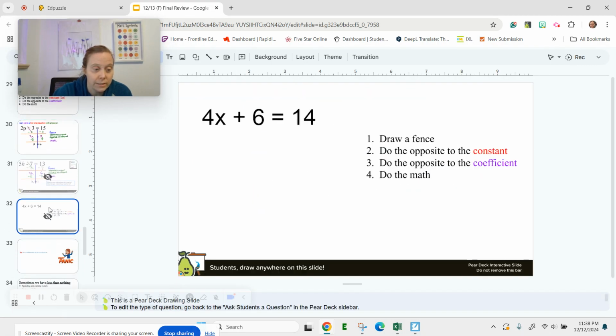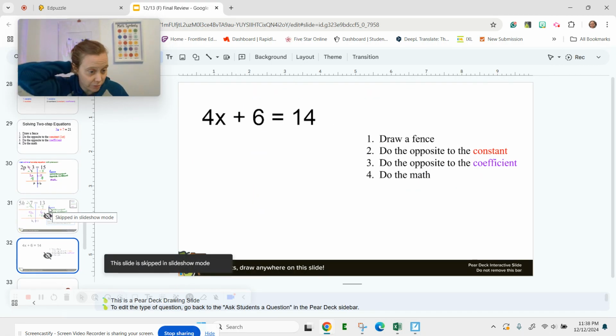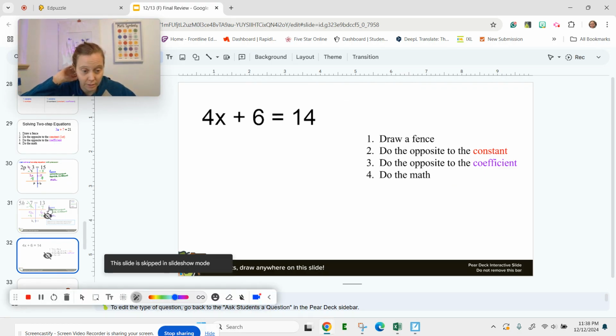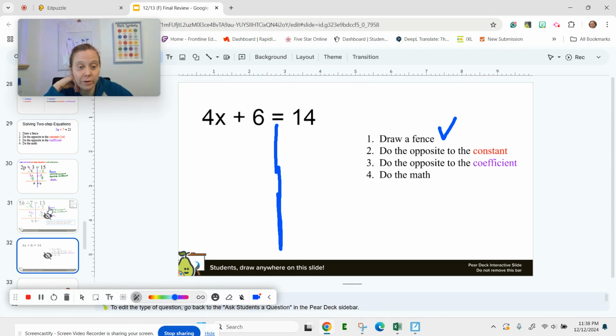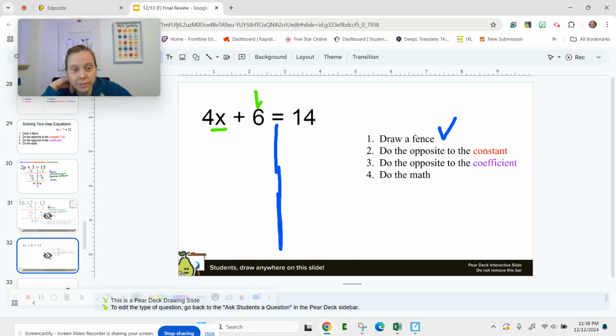So let's do this one. What is our first step? Okay, we are going to draw a fence on the equal sign. Check that off. Now, I'm noticing that my variable is over here on the left side. Which of those numbers do I want to deal with first? Yeah, I want to deal with this 6 first because that is the constant. It's the number that's all by itself. So what operation do I want to do? I want to subtract 6 on the left side and the right side.